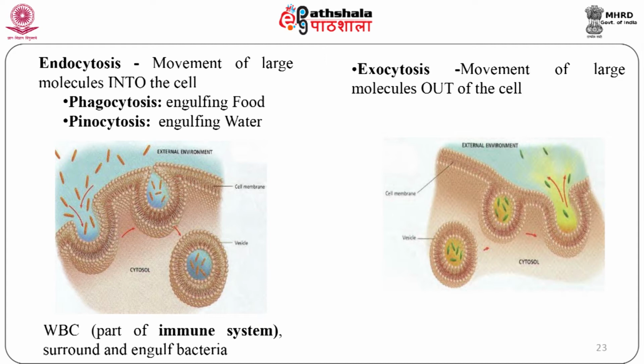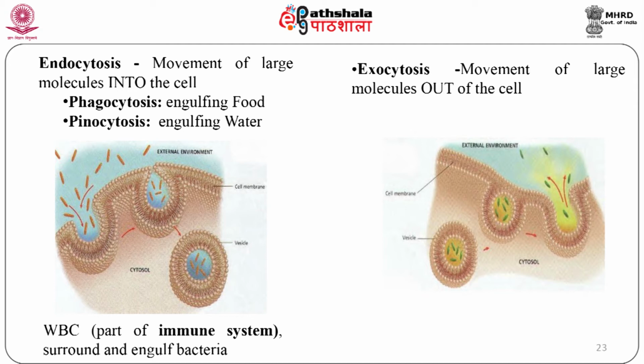White blood cells, which are part of the immune system, surround and engulf the bacteria by endocytosis. Endocytosis. Large particles are engulfed by a portion of the cell membrane and the membrane then breaks off and travels into the cell, carrying the large particle with it. It is of two types: phagocytosis, where food material is taken inside, and pinocytosis, where water material is taken inside.